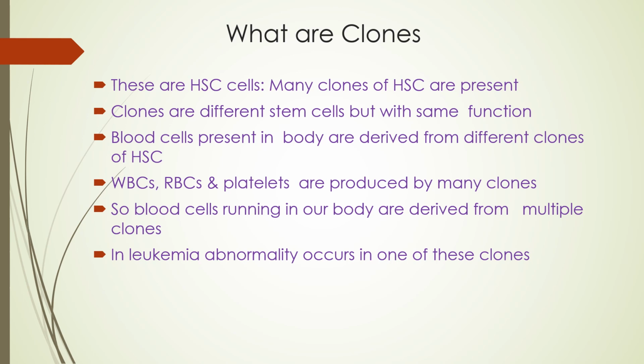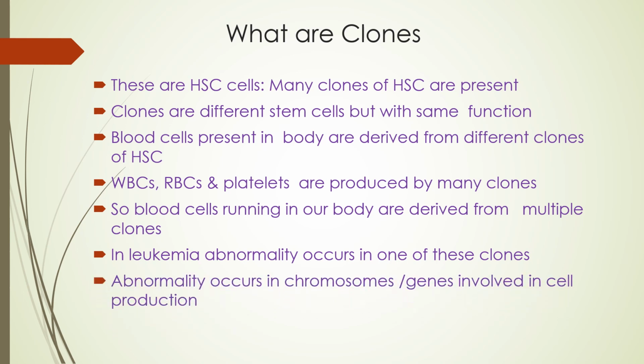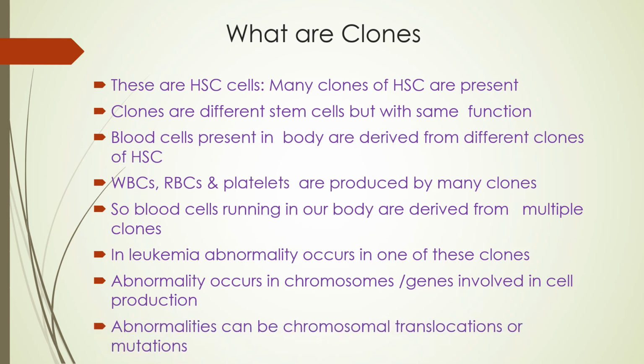Leukemia, now the topic of discussion. Leukemia is an abnormality, and when this abnormality occurs in one of these clones, it doesn't occur in all the clones of the hematopoietic stem cell, but it occurs in one of the clones of the hematopoietic stem cell colony. The abnormality occurs in chromosomes or genes involved in cell production. That is, the abnormality is a genetic abnormality. The abnormalities can be a chromosomal translocation or a mutation.